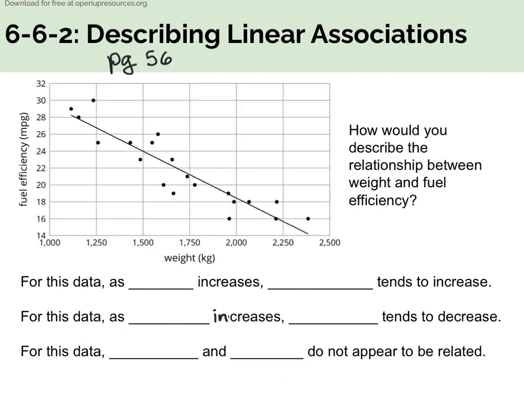So let's look at page 56. I give you some sentence frames to go along with this. It says, for this data, as blank increases, blank tends to increase. For this data, as blank increases, blank tends to decrease. And for this data, blank and blank do not appear to be related. So what we're going to do is put those labels in there.